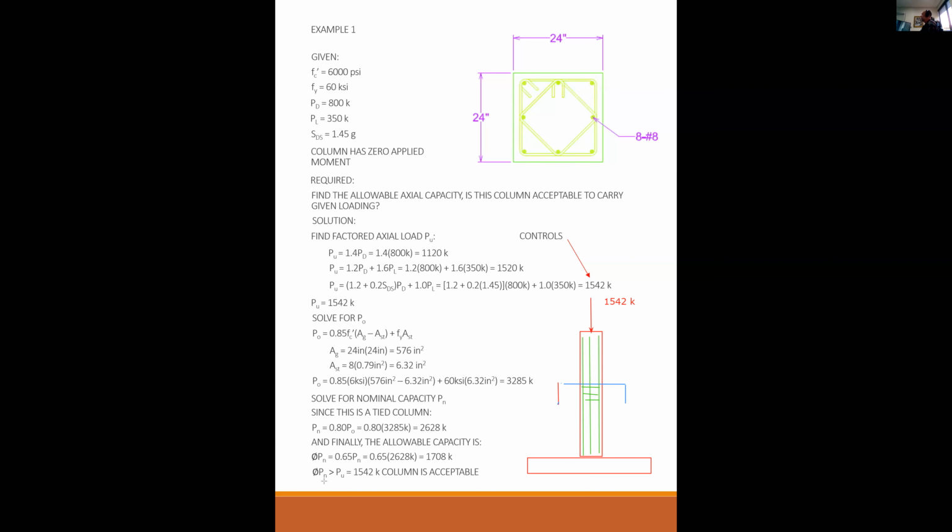The only thing that has anything to do with phi-pn is how much concrete and how much steel is actually being cut by that section cut. Okay, that makes sense. Okay, good question. Anybody else?